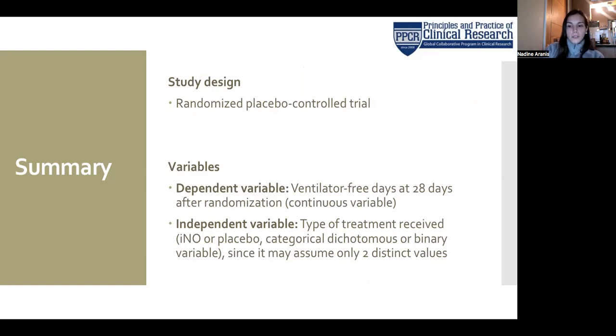And for the variables, I decided to show them as the dependent variable, which was ventilator-free days at 28 days after randomization. This is a continuous variable. And the independent variable was the type of treatment that the patients received, which could be inhaled nitric oxide or placebo. This is a categorical, dichotomous, or binary variable, since it may only assume two different values.